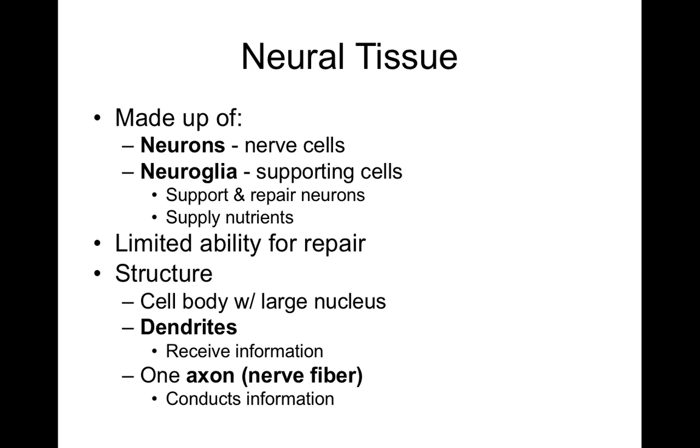Neurons have very limited ability for repair. For example, if you get a spinal cord injury, it's not going to recover. You typically, with a spinal cord injury, will experience the loss of a limb or two. The structure has a cell body, dendrites, and an axon, and all of this allows communication with the surrounding cells.